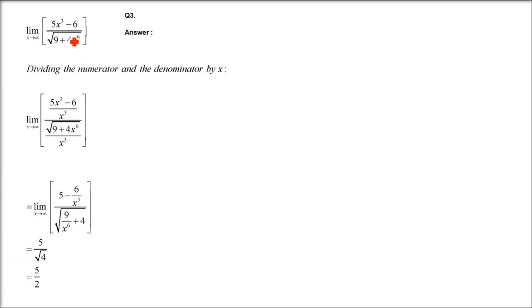So you have 5x cube. First, what is the highest power here? Highest power is x cube. You can see in the numerator you have x cube. So I am going to divide it, 5x cube by x cube minus 6 by x cube. Okay. And here you have under root 9 plus 4x raised 6. So if you want to divide it by x cube and take it in the under root, you have to take the x to the power 6 in the under root. Because ultimately under root x to the power 6 is x cube.